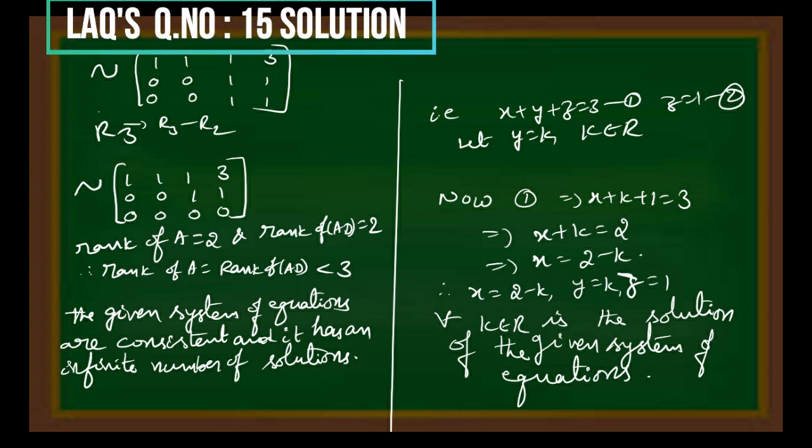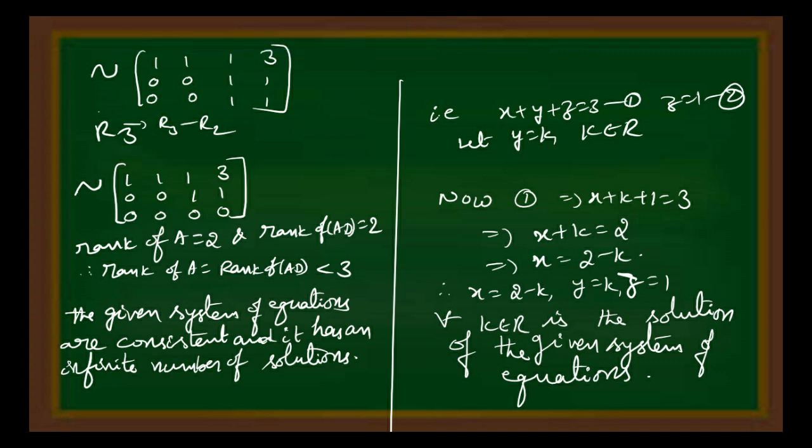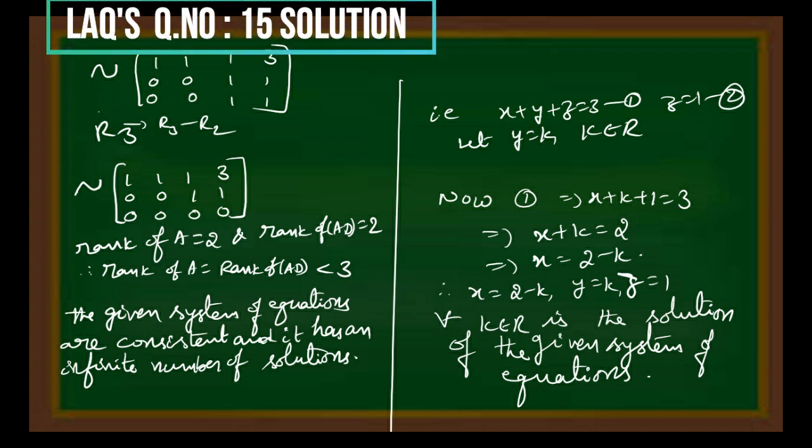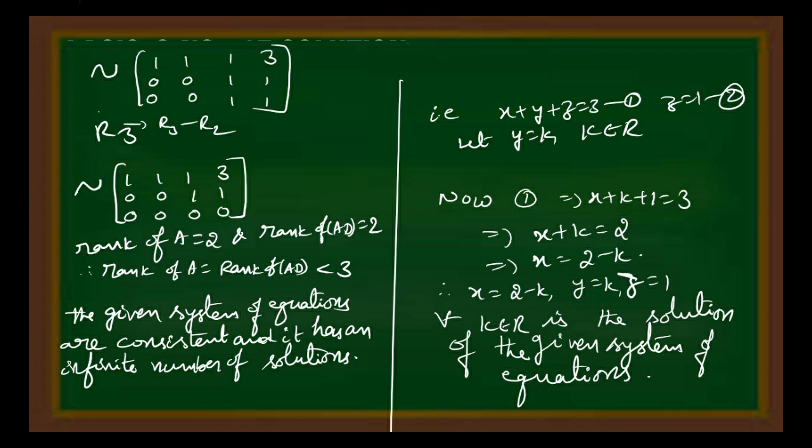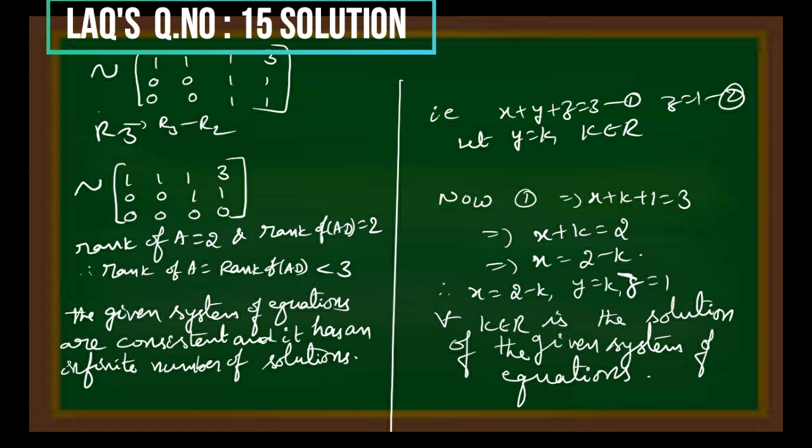Here rank of A is equal to rank of [A|D], and both are less than 3. Therefore the given system of equations is consistent. If rank of A is equal to rank of [A|D], then the system is consistent. If rank of A is not equal to rank of [A|D], then the system of equations is inconsistent. Here the solutions by the equivalent matrix are x + y + z = 3 and z = 1. Let y = k, where k is some scalar, k belongs to R. Then we get the values of x, y, z, which are the solutions of the given equations.